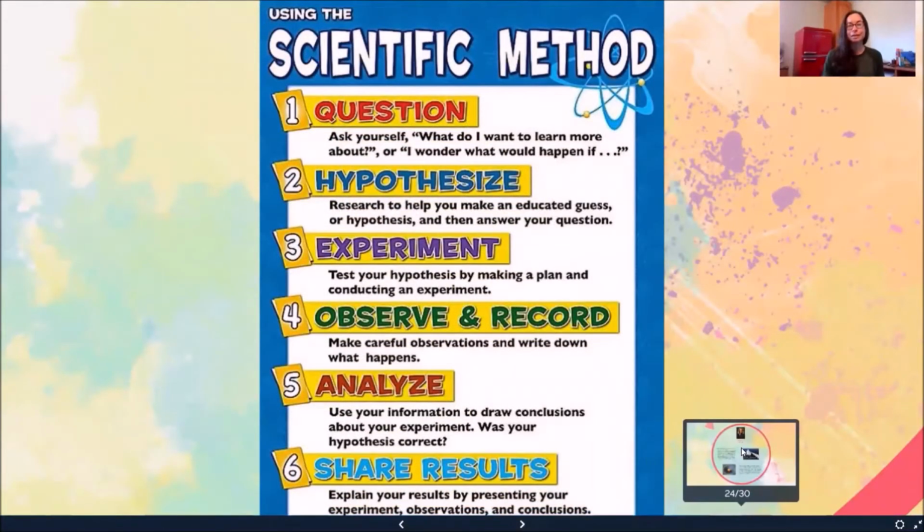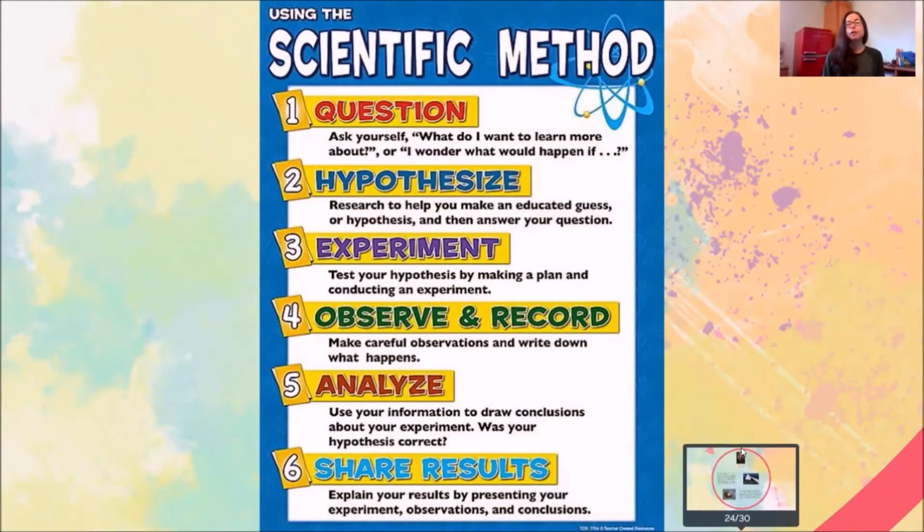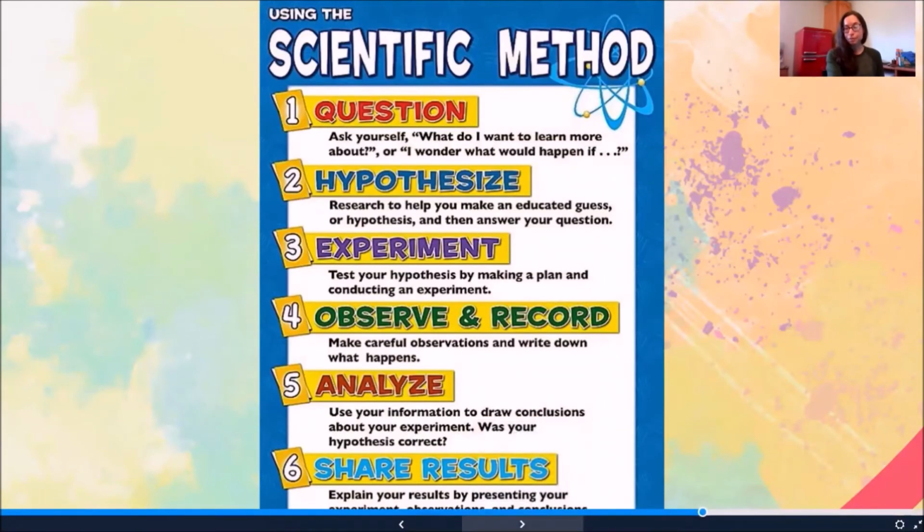I'm sure you've probably seen the steps to the scientific method. Question, which is asking what would happen if. Hypothesize, research and make an educated guess. Experiment, that would be testing your hypothesis. Observing and recording, making a chart, writing down your data. Analyzing, using that data to draw conclusions, and sharing your results through things like scientific journals.